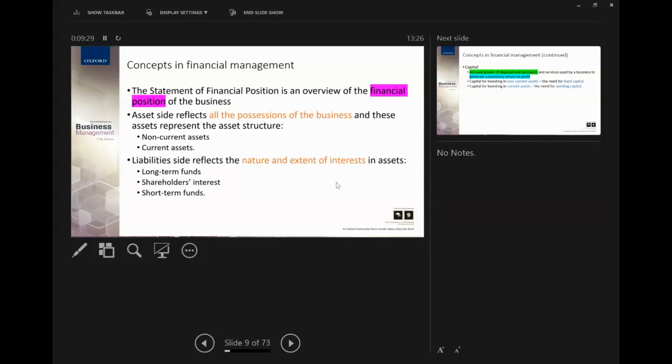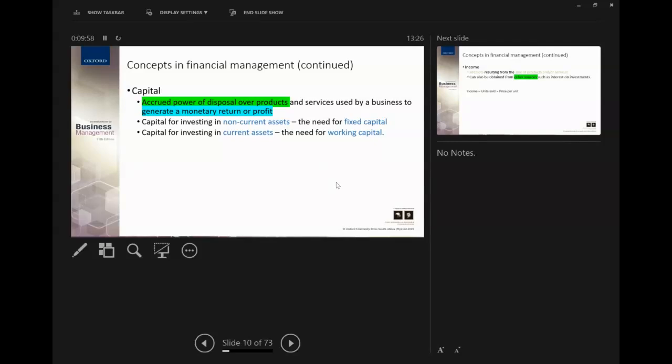Then liabilities. Likewise, we know your balance sheet contains liabilities, and liabilities, as you know, are financial commitments that we are obligated to. We've got long-term liabilities and we've got short-term liabilities. So I don't think we need to dwell much on that section of the work. Then capital.